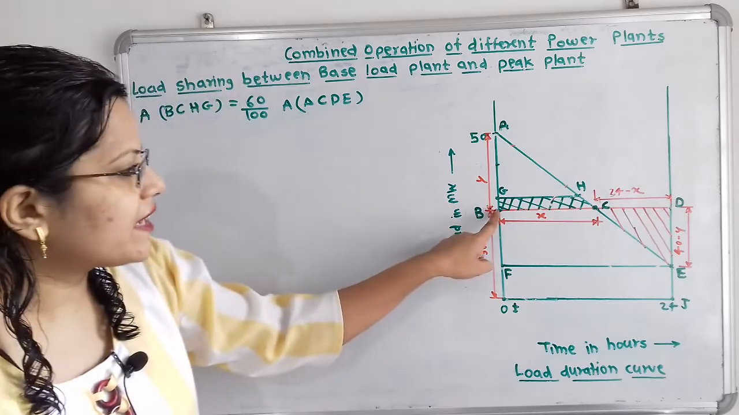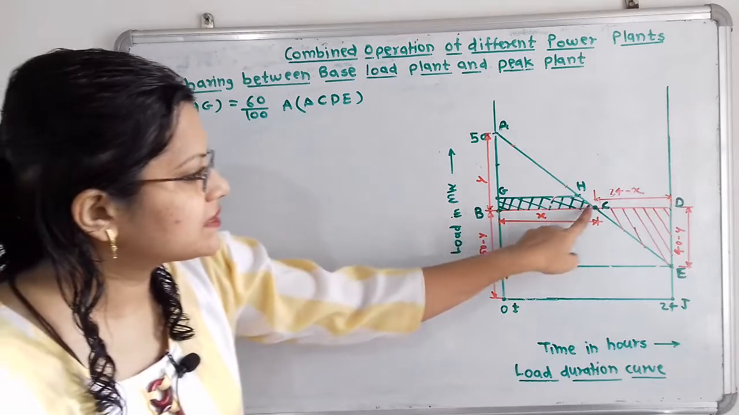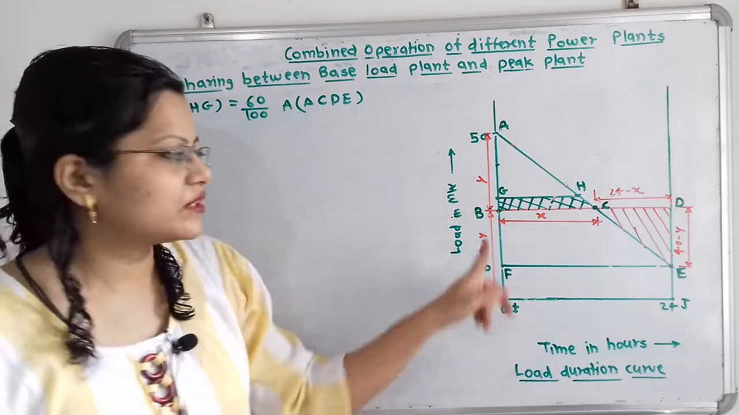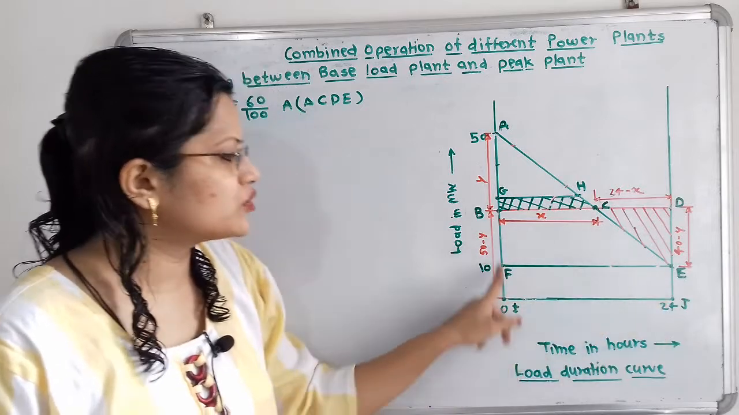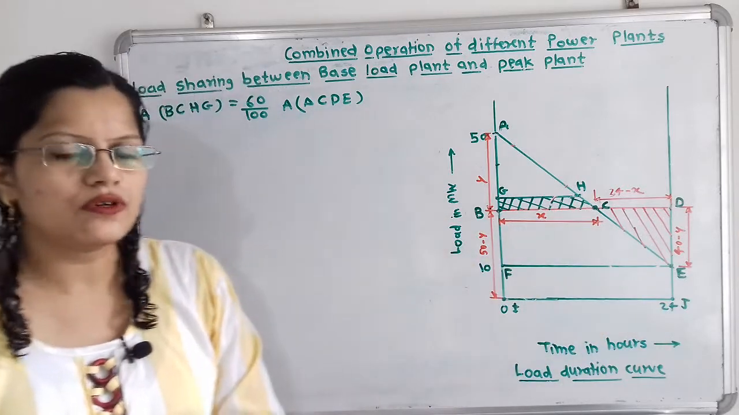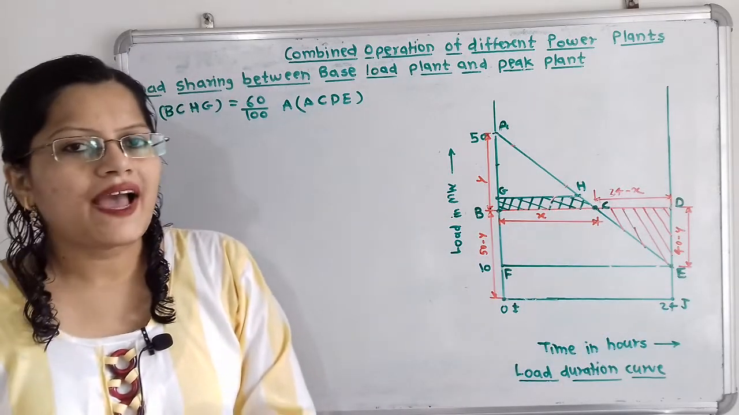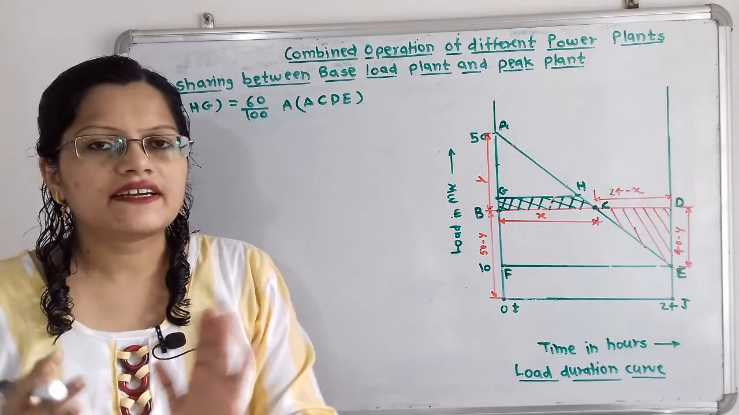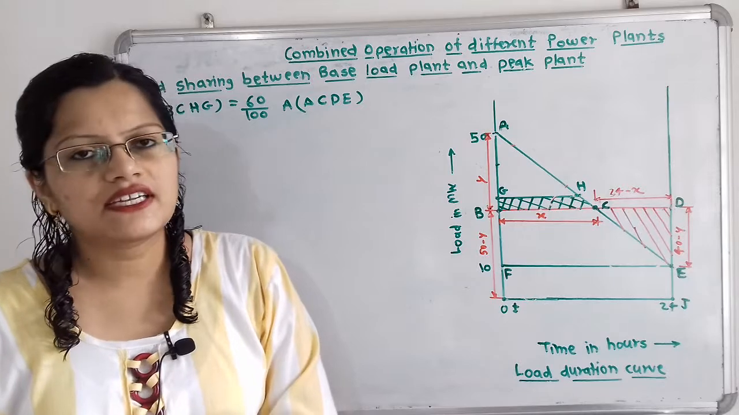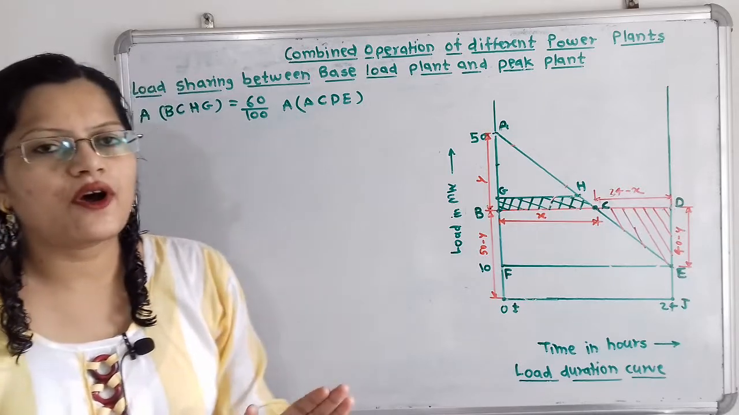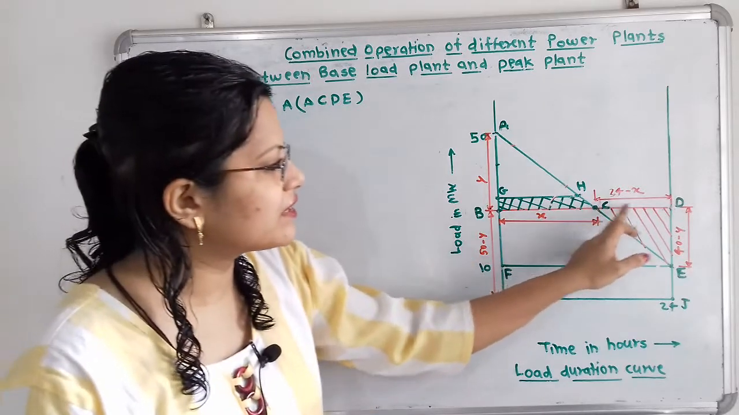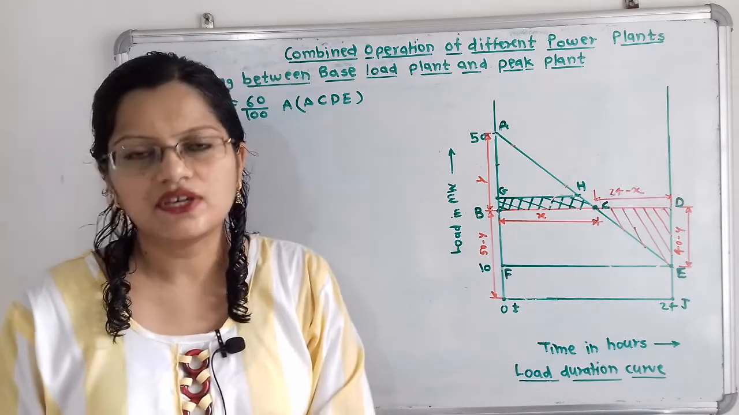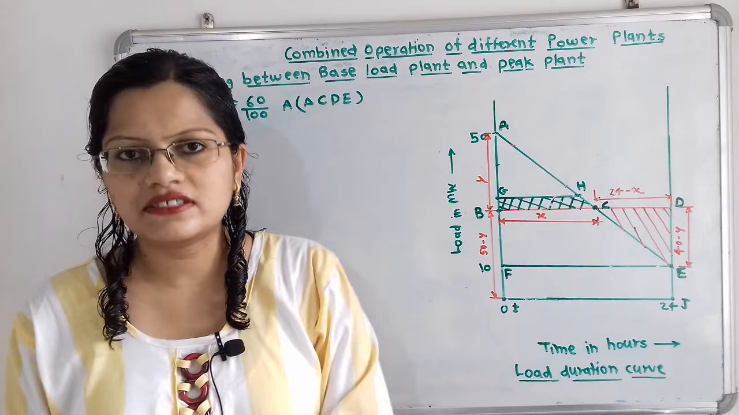So here the area BCEJI to B, this is the area, that is the energy units generated by the base load plant. Now as per the given conditions, electrical energy is getting converted from the energy units generated during off-peak period with 60% efficiency. So how can we write this statement?